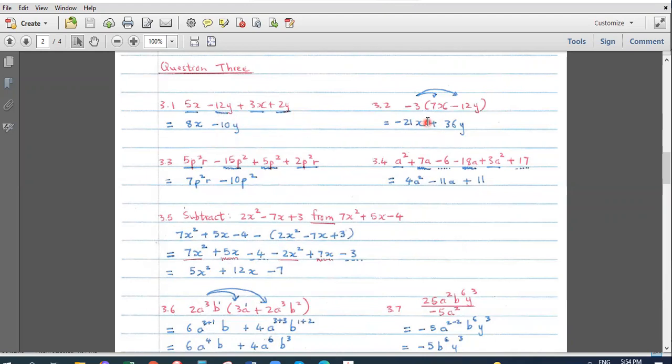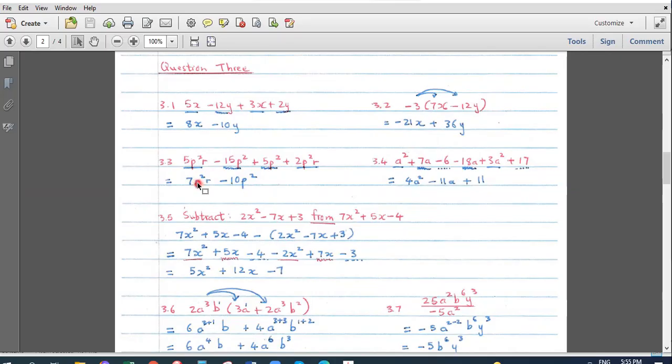Now 3.2 involves multiplication. We have brackets here. We're going to multiply the -3 into the bracket to each term. So multiplying -3 times 7, negative times positive is negative, and 3 times 7 is 21. That is 21x. The negative times negative for your second term is positive, and 3 times 12 is 36. That is 36y.